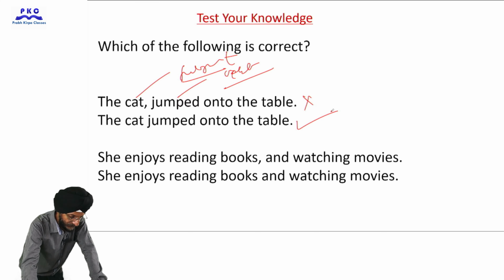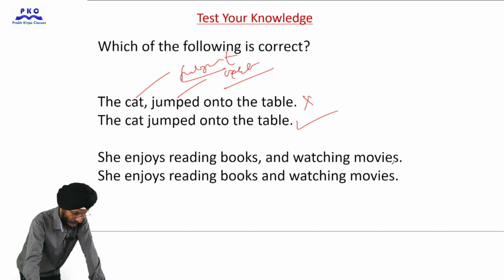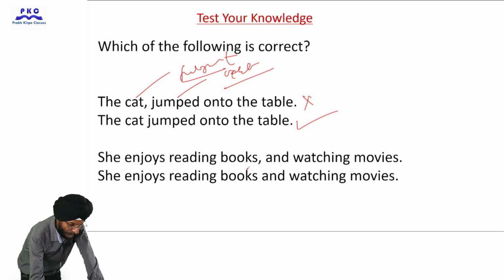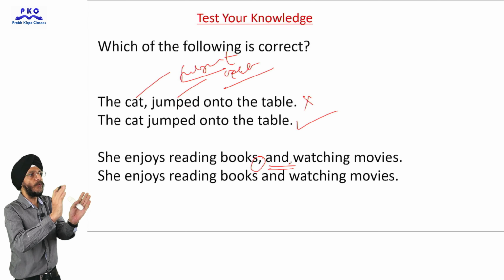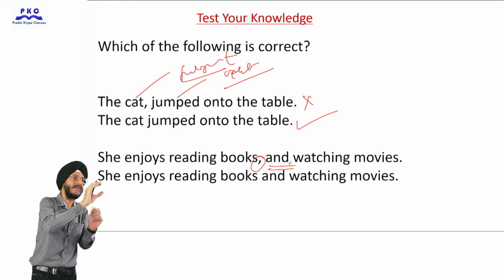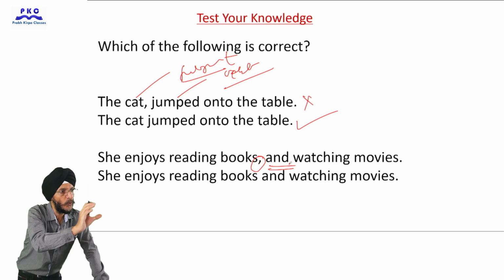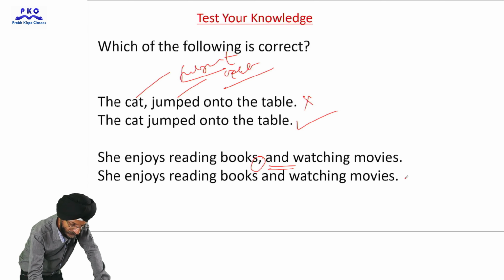She enjoys reading books and watching movies. So here a comma before "and" is unnecessary. Here it is unnecessary because "and" already fulfills the role of separating the two activities, reading and watching. These are the two activities and the word "and" is already performing the role of separating them. So there is no need of a comma. This sentence is okay.